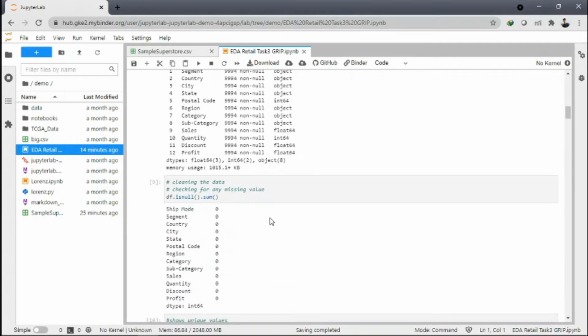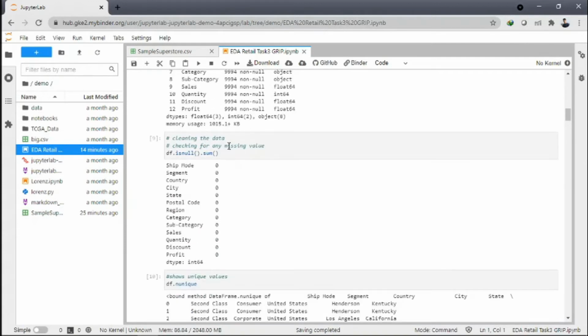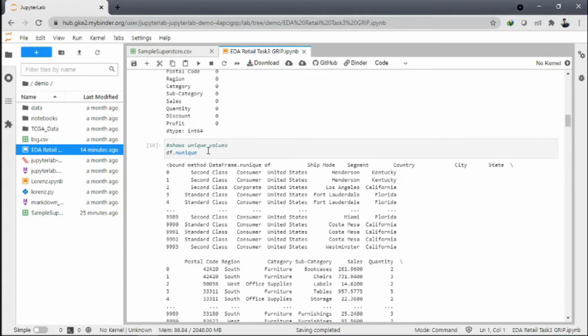So here what we are doing is we are cleaning our data. So we are checking for any missing value. But here, as we can see, there's no missing value, so we don't have to worry about that. And now we are checking for unique values, so we are using df.nunique.